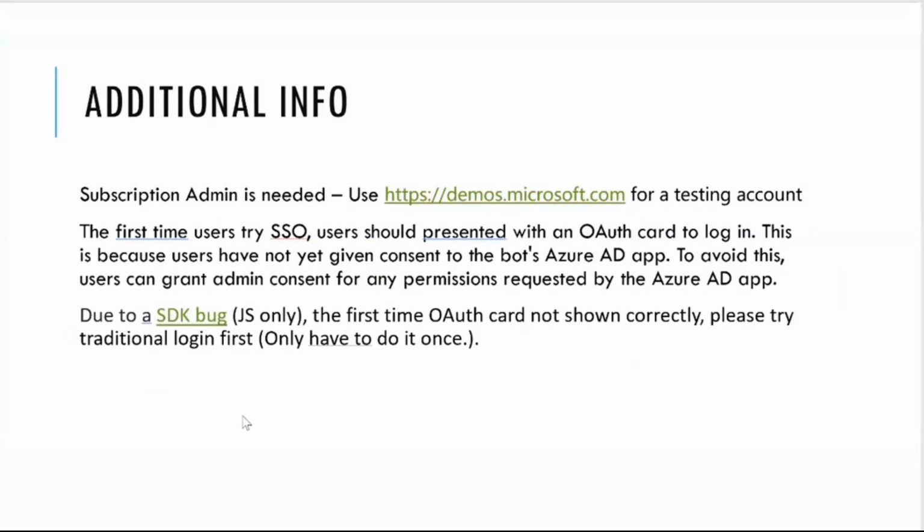The additional information you may be interested in is, if you need an admin account and you don't have one, you can have a test account here. The first time a user tries single sign-on, the user should be presented with an auth card to log in. This is because the user has not yet given consent to the bot's AAD app. You can use admin consent to prevent that if you don't like it.